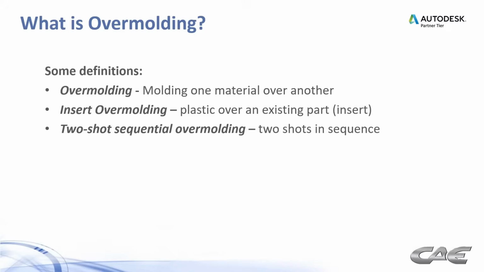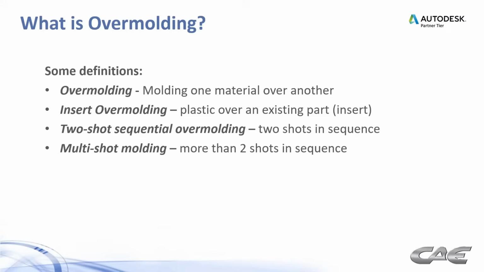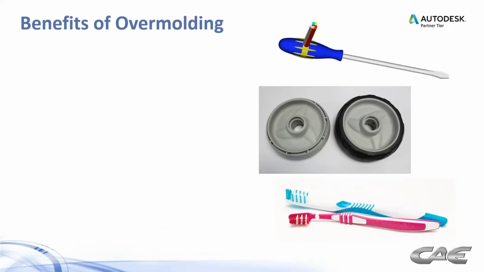We're going to skip over insert molding for this webinar, only because I've got quite a bit of material to cover for the two-shot sequential overmolding, which is, as it implies, 2 shots in sequence. You mold one part or mold one shot, and then rotate the mold into the other shot. Then you could have multi-shot molding where you have more than 2 shots in sequence.